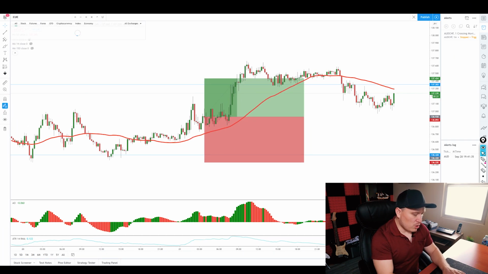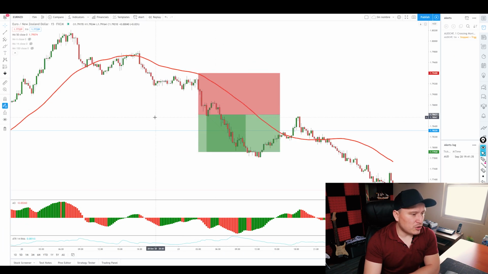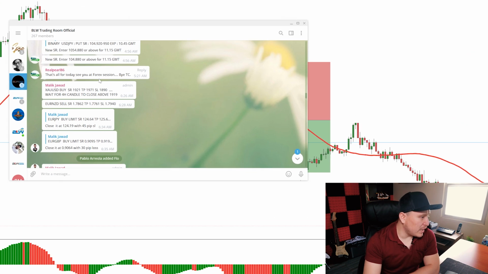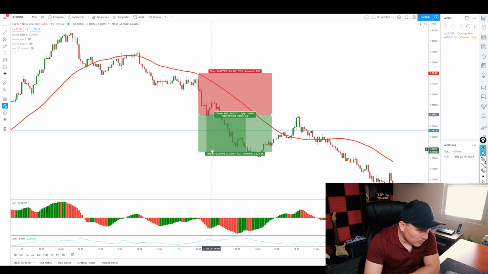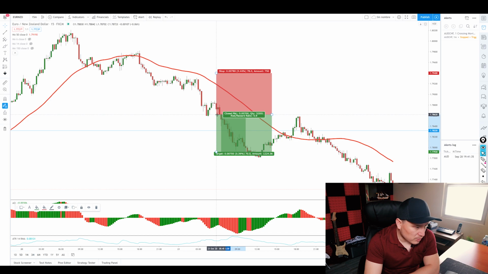So we're gonna go to Euro NZD, and this is where the trade was actually placed. Let me just go ahead and get the time that the trade was actually placed. It was at 6:28 a.m. It should be, let me see, on October 31st, 6 a.m. Okay, it was around right here, pretty much around right there.